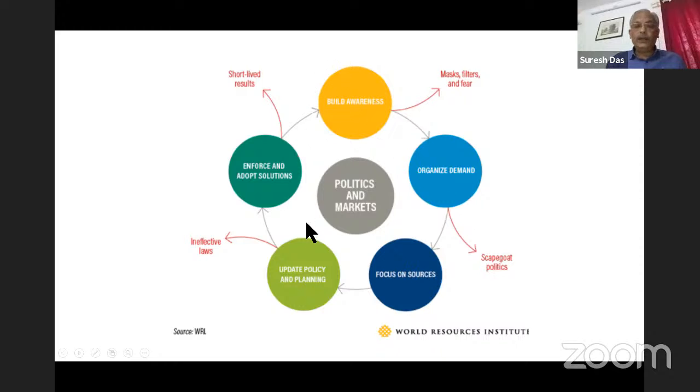But there will always be a tendency for those who control the politics and market to confuse the issue, bring about filters, and through fear mongering, distract our attention, or use scapegoat politics or ineffective laws or short-lived results. So how can we enforce the system, as scientists, that we ensure that the society stays within this so-called virtuous cycle that leads actually to development?